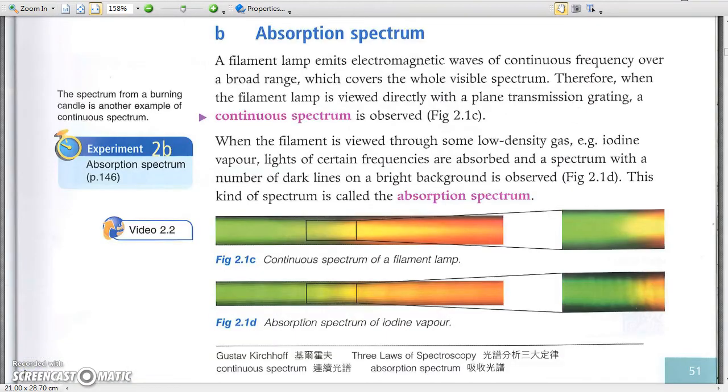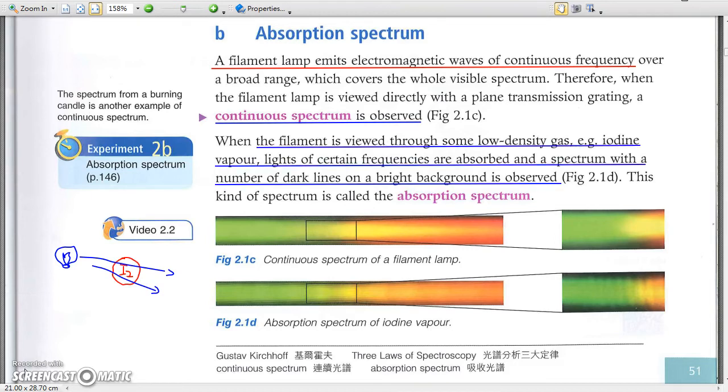B. Absorption spectrum. A filament lamp produces a continuous spectrum, which consists of a continuous range of frequencies of visible light. If we observe a continuous spectrum using a transmission grating with low-density gas in between, the low-density gas will absorb certain frequencies of the light. The result will be an absorption spectrum. Let's watch the following video to see what an absorption spectrum looks like.